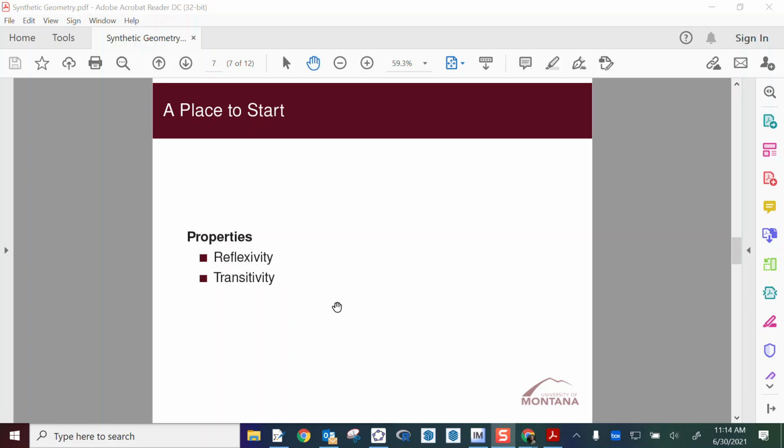Let's go ahead and talk about properties. Reflexivity is this idea that any number or any segment is congruent to itself. Sometimes we use a segment in two different triangles, and we use reflexivity to let it be congruent to itself if it's a shared segment. And then transitivity is this idea that if A is congruent to B and B is congruent to C, then A is congruent to C.